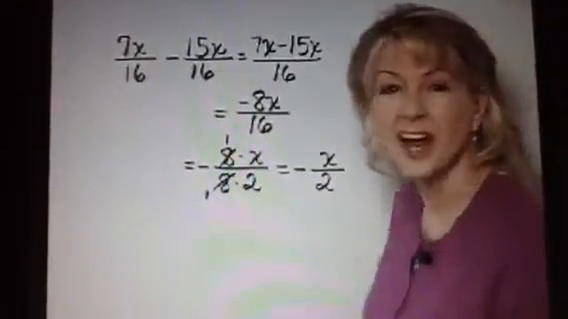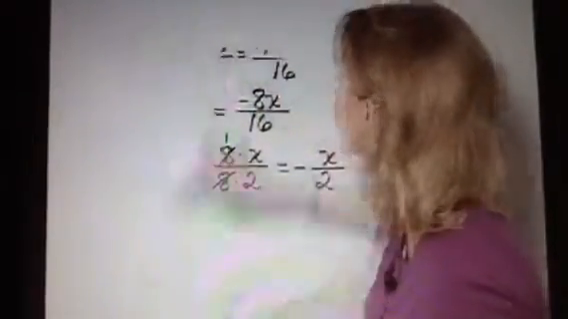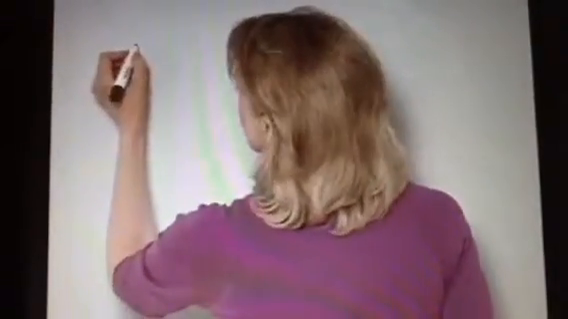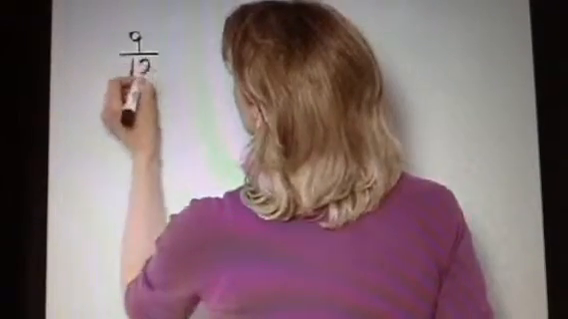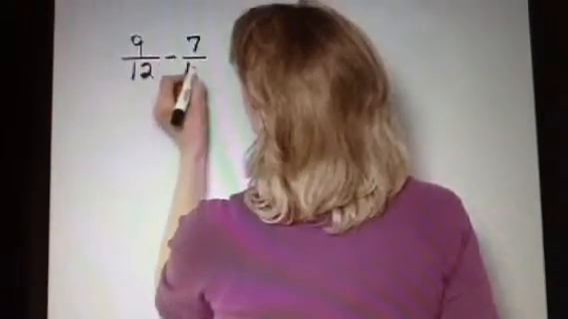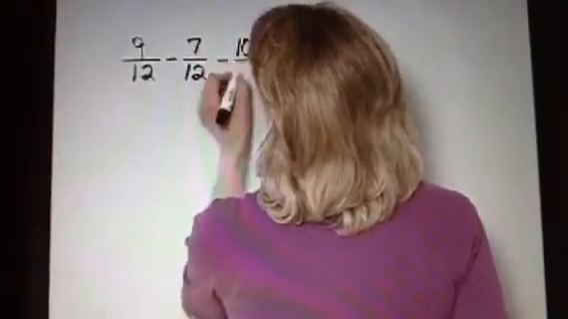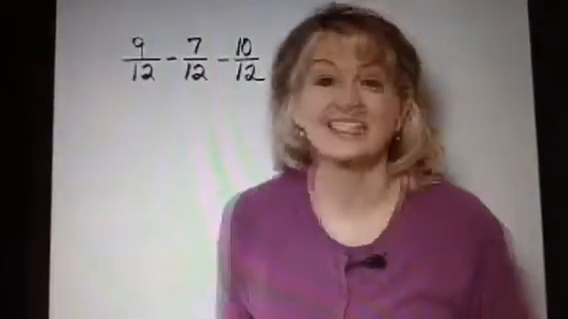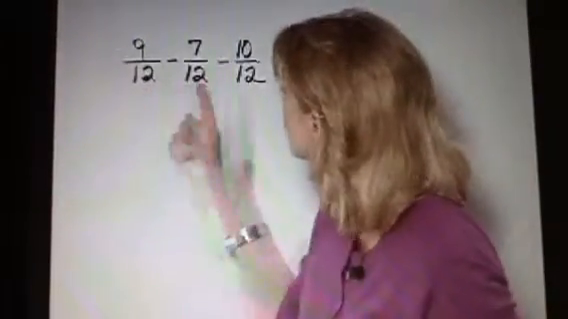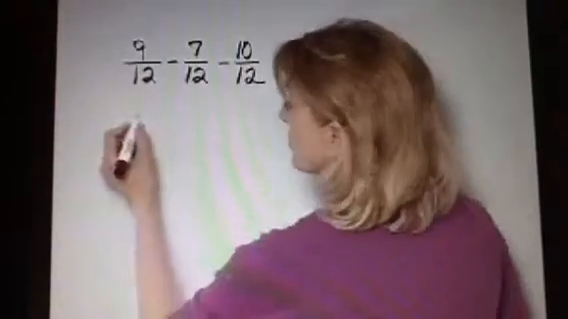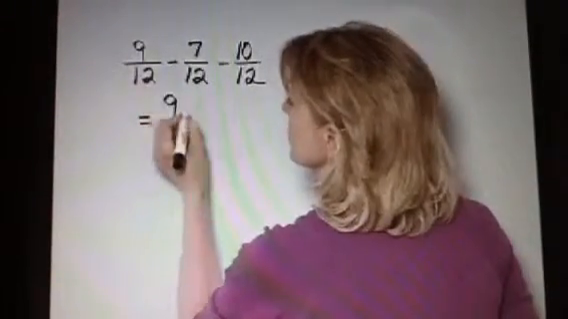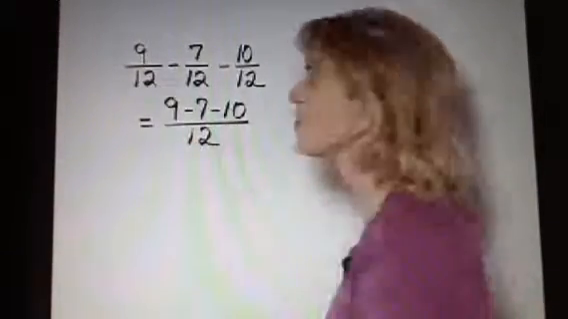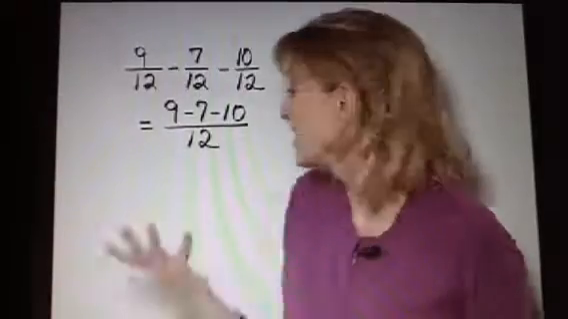Let's try that one more time, and then we'll move on to some algebraic expressions. Let's suppose I have, say, 9 over 12 minus 7 over 12 minus 10 over 12. I'm subtracting, same thing. Look at the denominators. The denominators are all 12, so it is first numerator minus second numerator minus third numerator all over that common denominator. And there we have it.